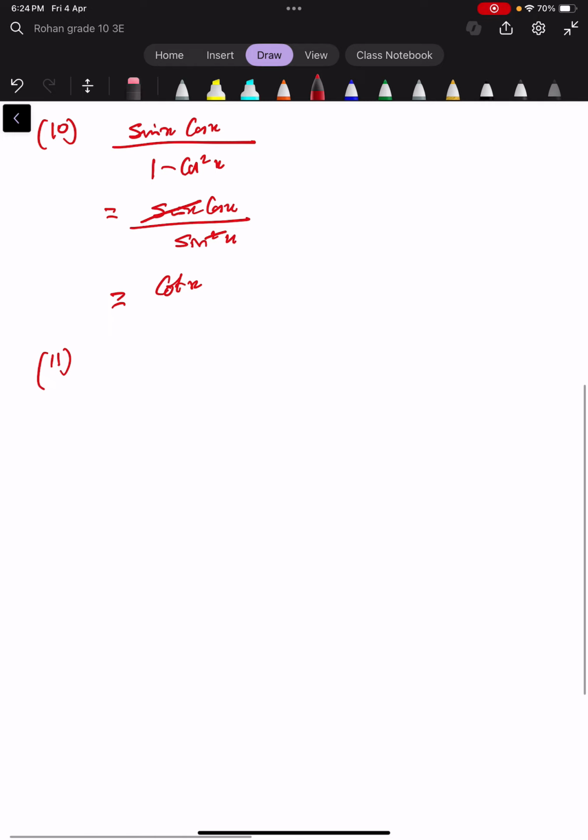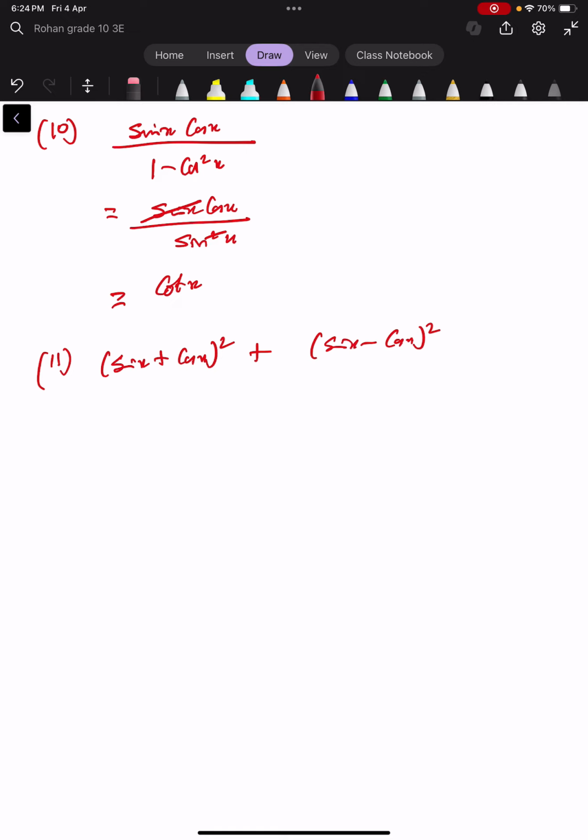Next: sin x plus cos x the whole square, plus sin x minus cos x the whole square. So what will you do? What is a plus b the whole square? A squared plus 2ab plus b squared. And a minus b the whole square is a squared minus 2ab plus b squared.